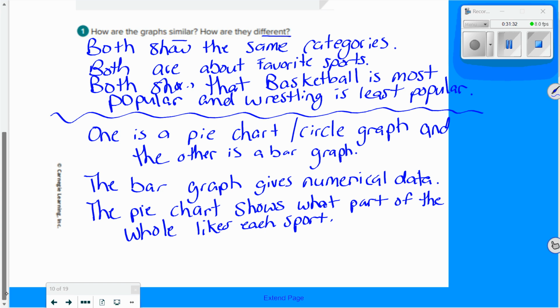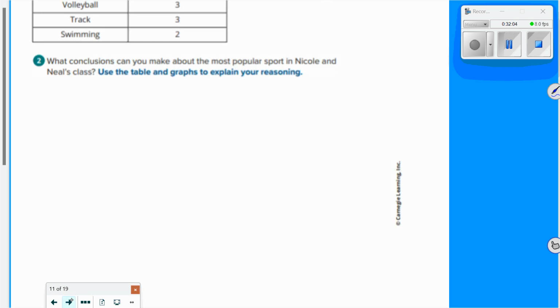Ellie? They're both correct? Okay. Can we get information from both of them? Yes. Can we get the same information from both of them? No. One of them gives us numbers and one of them does not, right? So yes, I can see which one was most popular, but can I tell you by how many? No, not on both of them, only on the bar graph. Any questions? All right, next page.